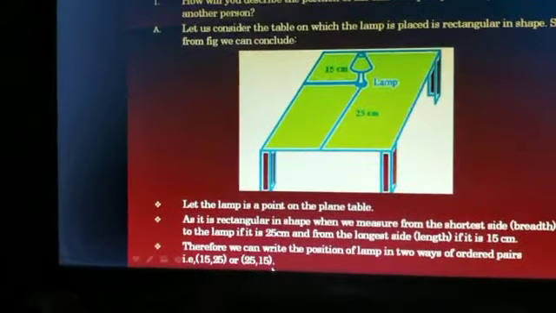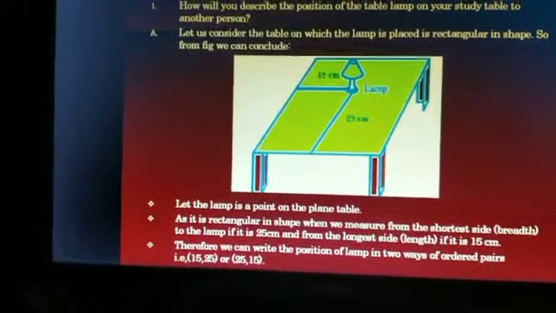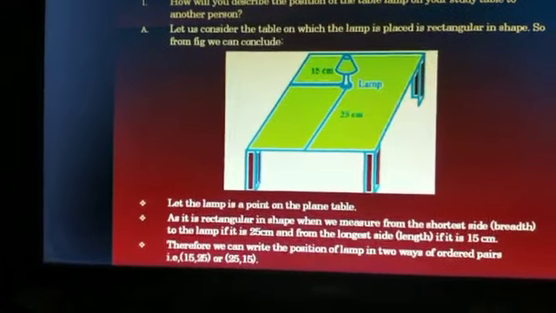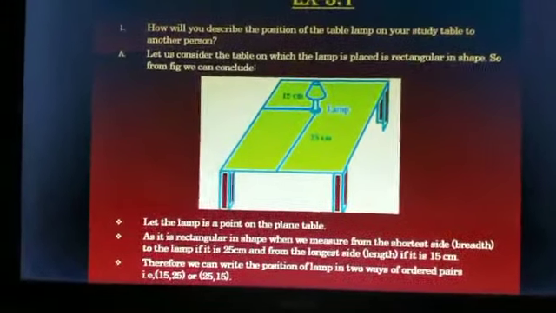Okay children, hope you all understood how I have written. This all you have to copy in your notes. If you want, you can take the screenshot of this. Okay, then zoom and write in your notes.